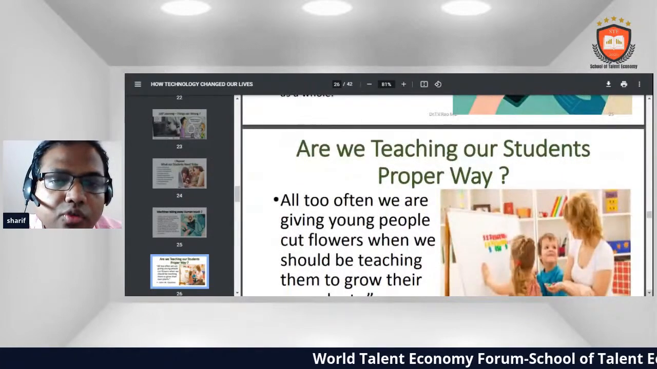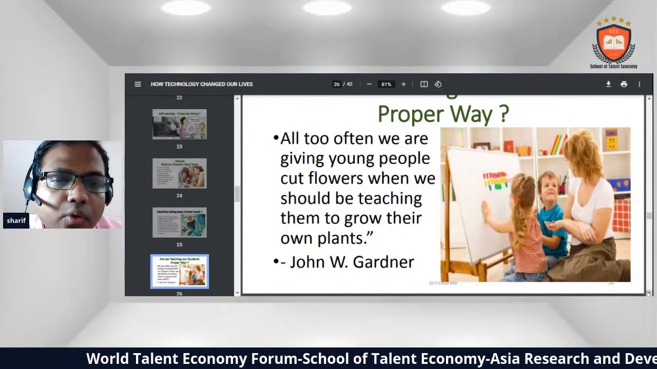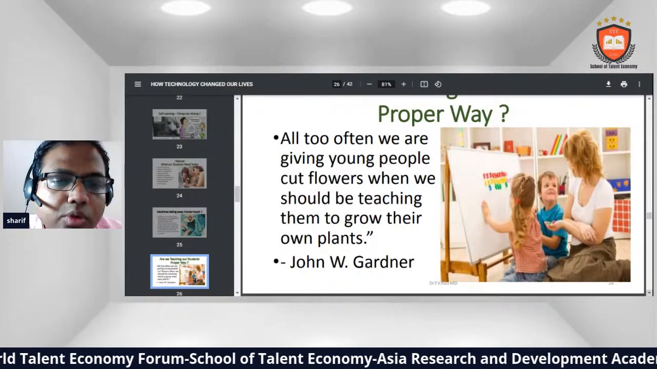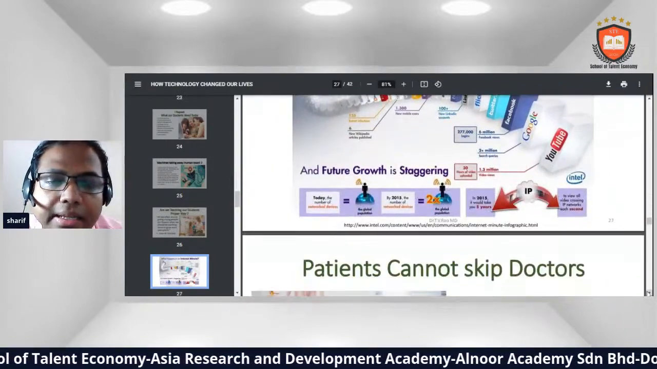Are we teaching our students the proper way? All too often we are giving young people cut flowers when we should be teaching them to grow their own plants. What happens on the internet in a minute?